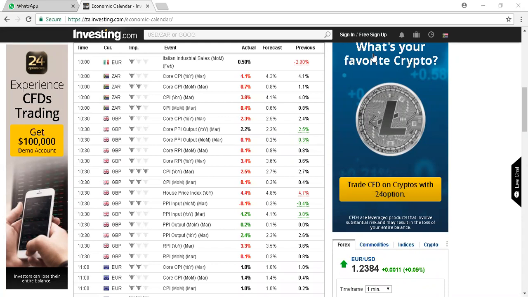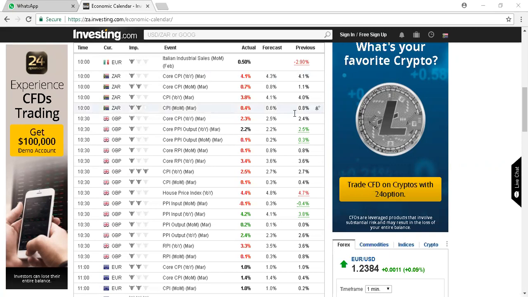So basically the CPI news events, it stands for Consumer Price Index, and it measures the change in the price of goods and services, and it's a key way to measure the purchasing trends and inflation rates for that particular currency and country.